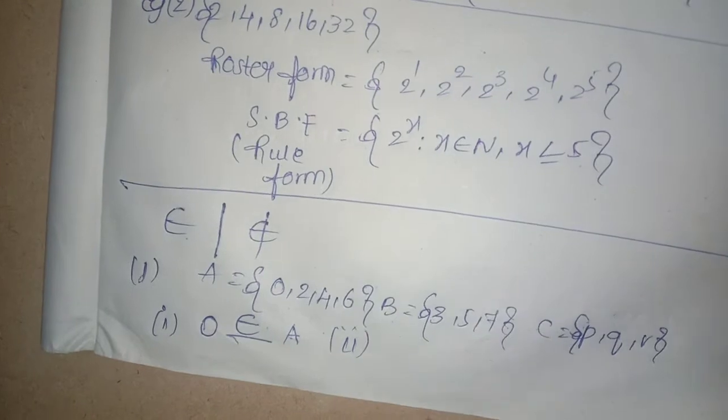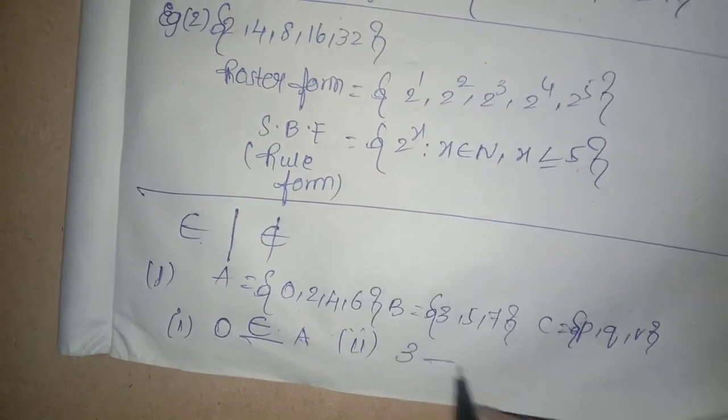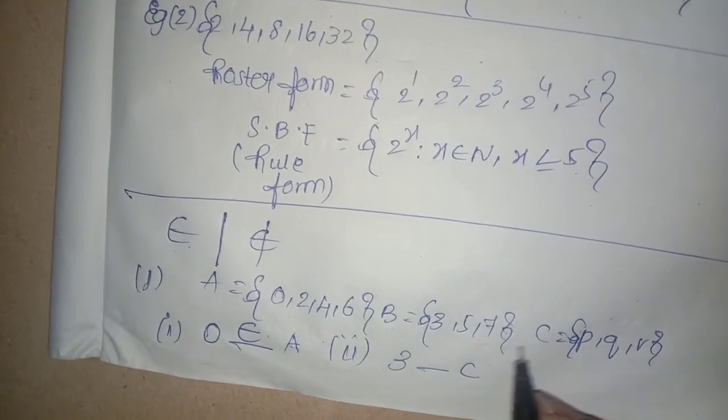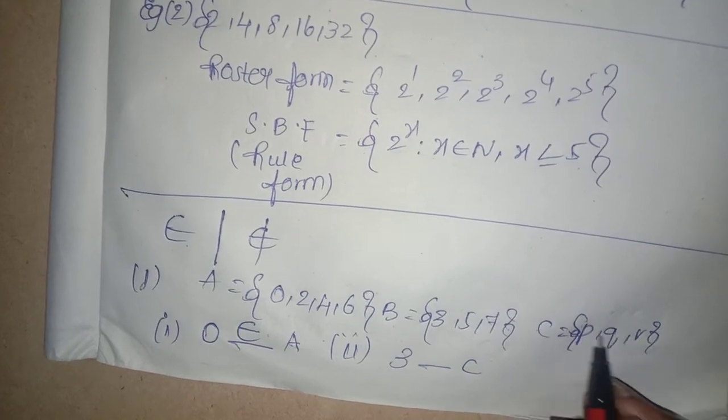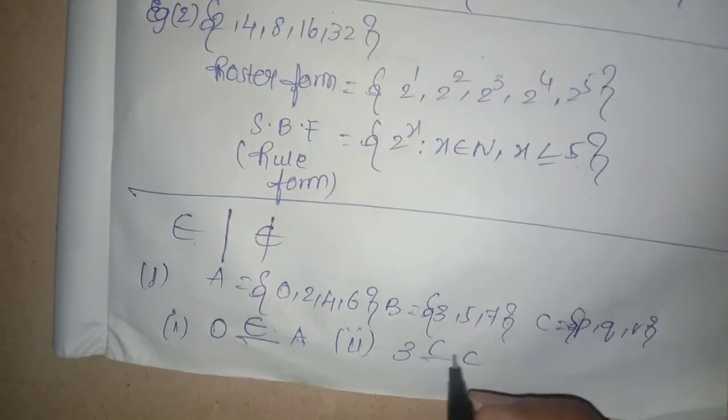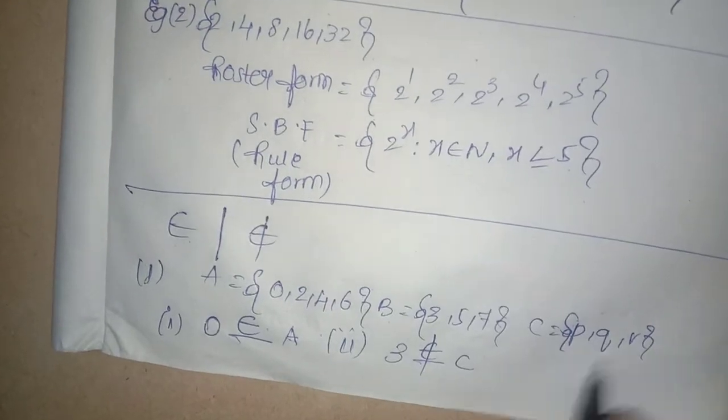Second question: 3 and C. So we have to go to set C. There are the elements P, Q, R and not 3. So 3 does not belong to set C. Next.